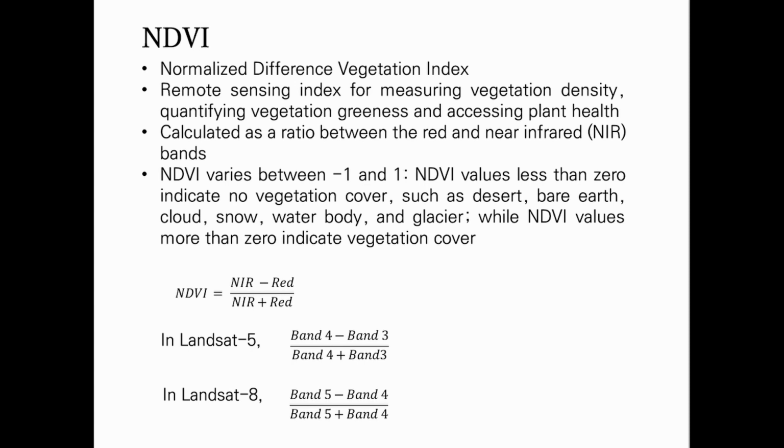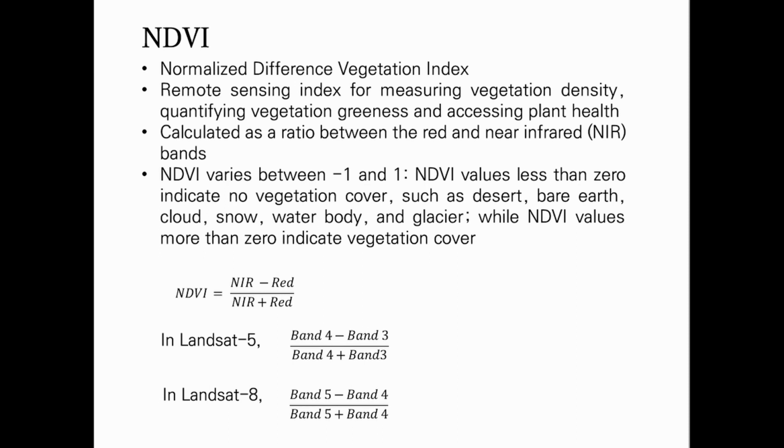NDVI stands for the Normalized Difference Vegetation Index. NDVI is the remote sensing index for measuring vegetation density, quantifying vegetation greenness, and assessing plant health. NDVI can be calculated as the ratio between the red and near infrared bands. NDVI varies between -1 and 1. NDVI values less than 0 indicate no vegetation cover, such as desert, bare earth, cloud, snow, water body, and glacier, while NDVI values more than 0 indicate vegetation cover.